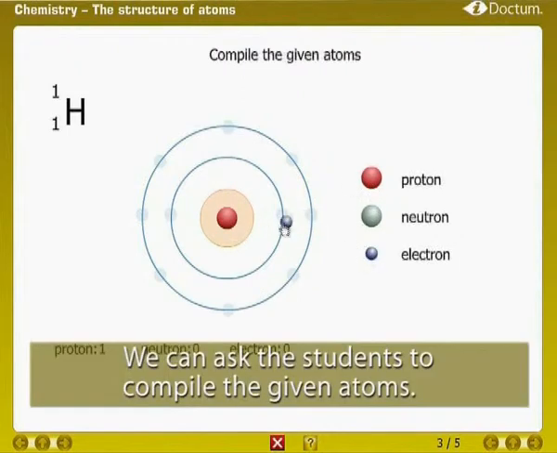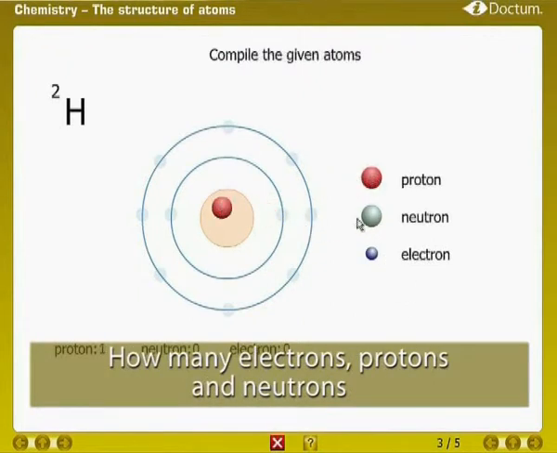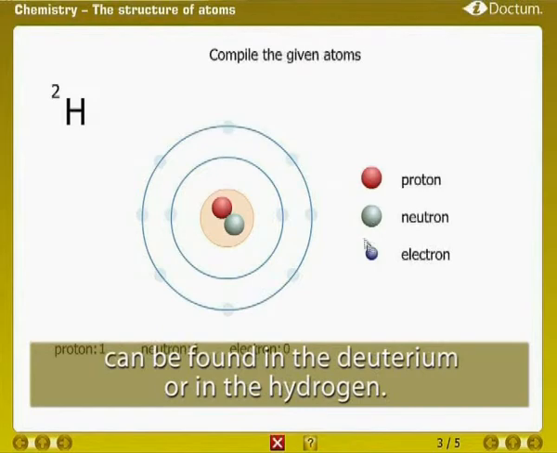We can ask the students to compile the given atoms. How many electrons, protons, and neutrons can be found in the deuterium or in the hydrogen?